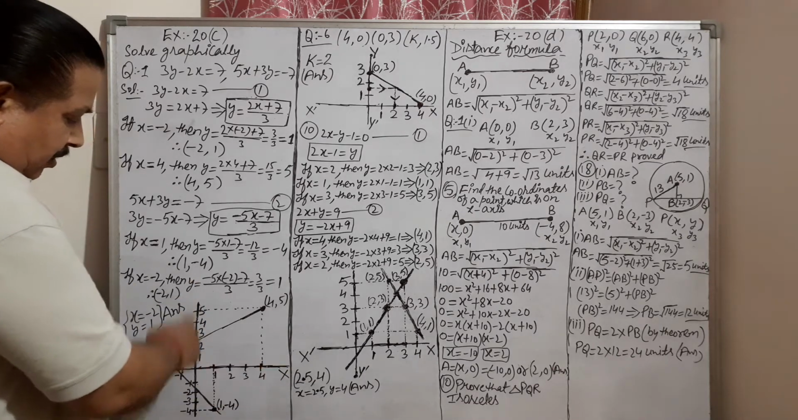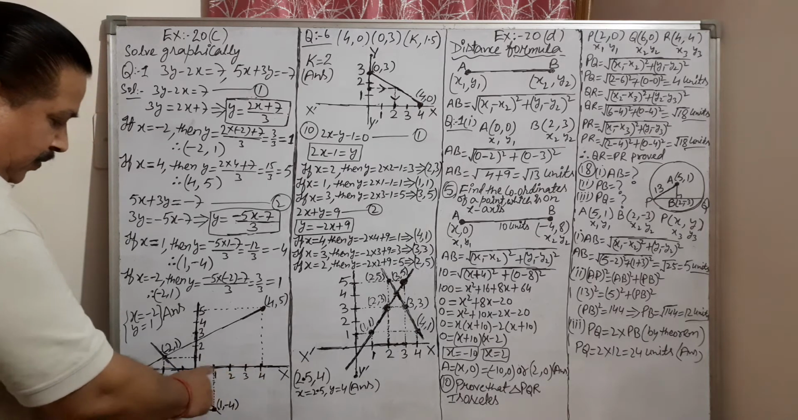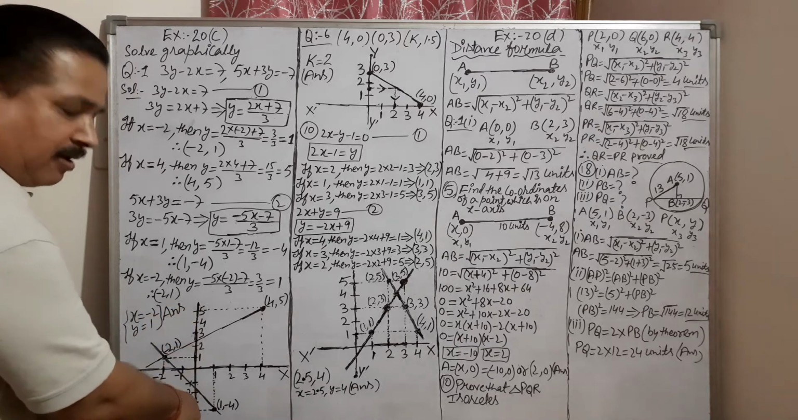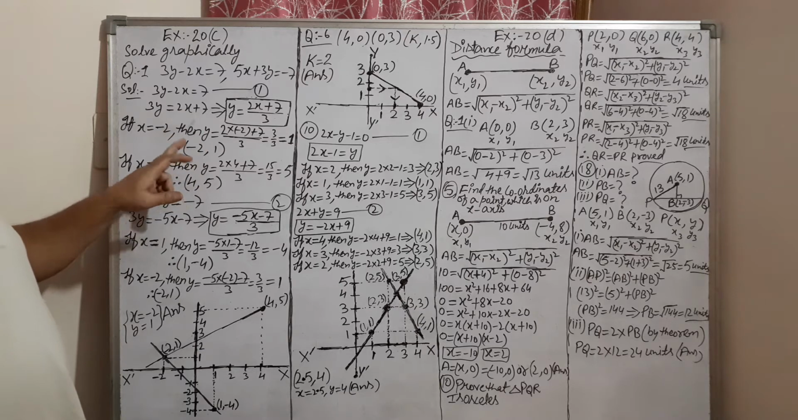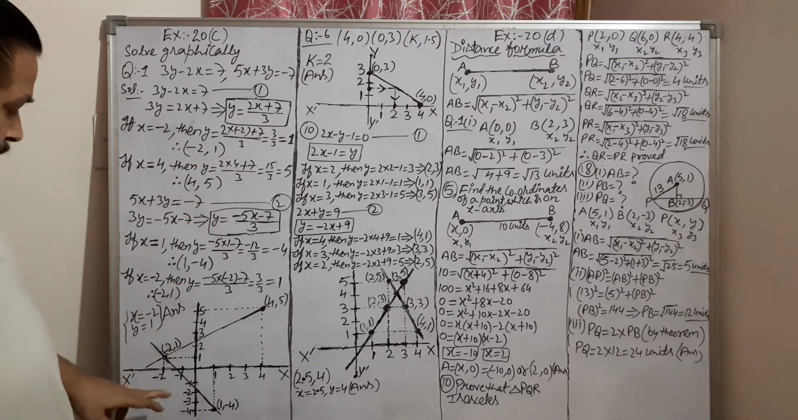This is x-axis, this is y-axis. Divide into equal divisions and just write the numbers. This side plus, this side minus, and upper side plus on y-axis and downside minus. First plotting point of equation 1 is minus 2 comma 1. So minus 2 comma 1.